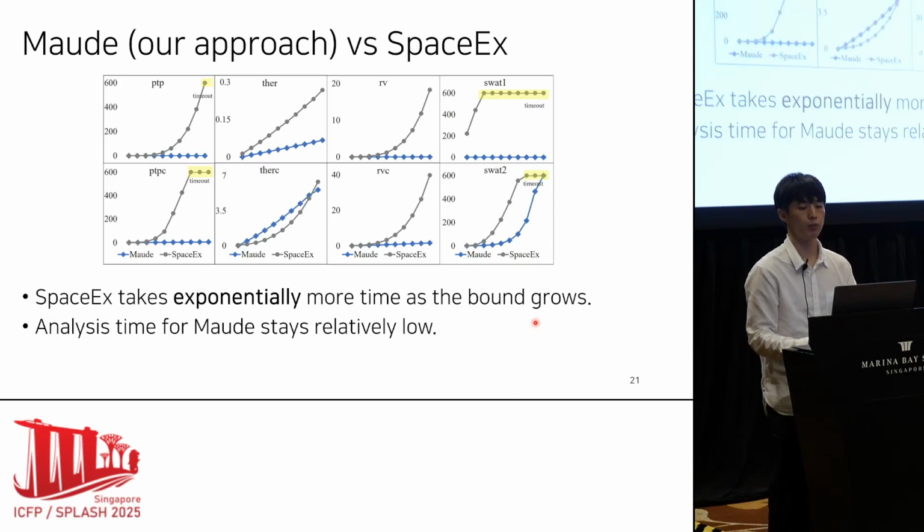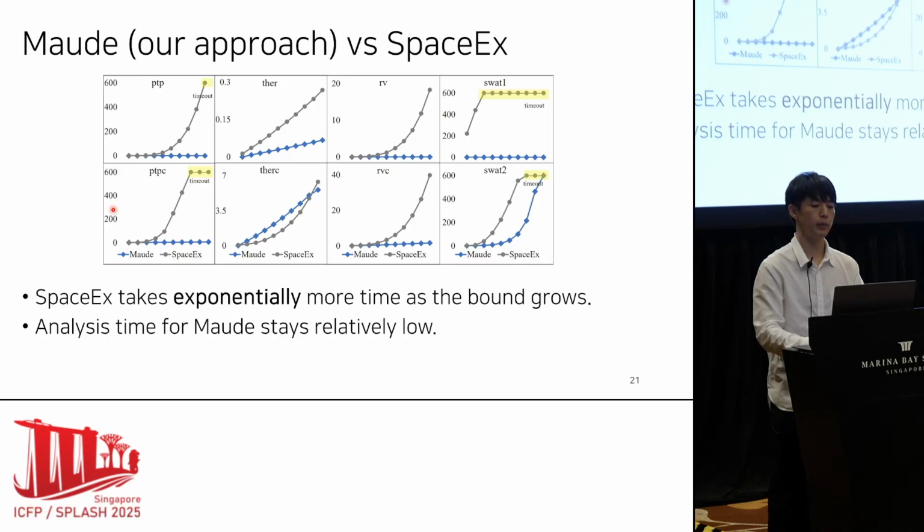Here is the comparison between our approach with mode and SpaceEx. The x-axis represents the increasing time bound of the analysis, and the y-axis is the time taken for the full space exploration. And SpaceEx takes exponentially more time as the time bound grows, but for mode it becomes relatively low, and in some of the cases it's almost instant.